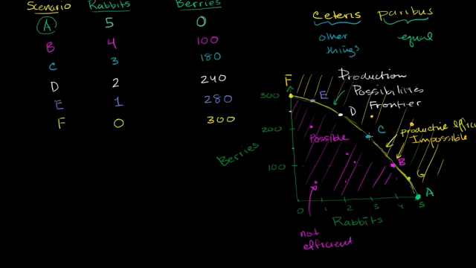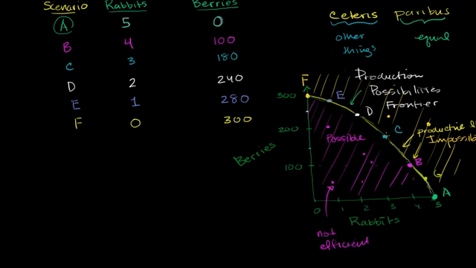Which means, or one other way to think about it, is that as soon as you're at any point on that curve, if you want any more of one of these things, you have to give up some of the other. So for example, if you're at point C, and if you want one more rabbit, you're going to have to give up some berries. Or if you're at point C and you want more berries, you're going to have to give up some rabbits. And that's true of any point on the production possibilities frontier.